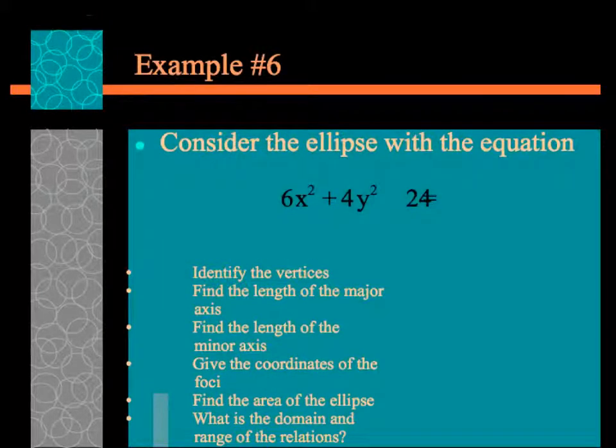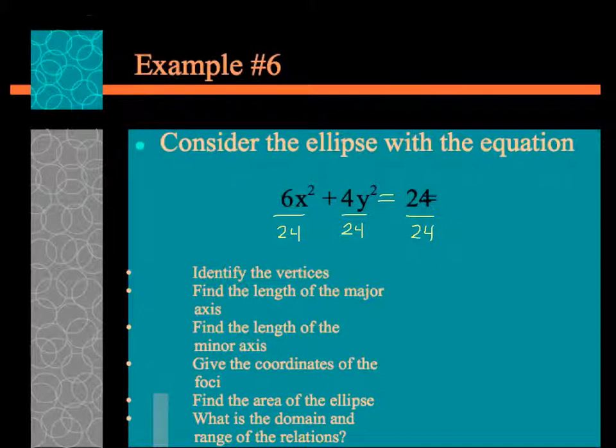Now here's an example of an ellipse equation that's not given in its typical form. It doesn't equal 1, it rather equals 24. Well, it's quite simple to get it equal to 1. We do that by merely dividing everything by 24. So we get this equation. Now, we want to reduce those fractions if possible.